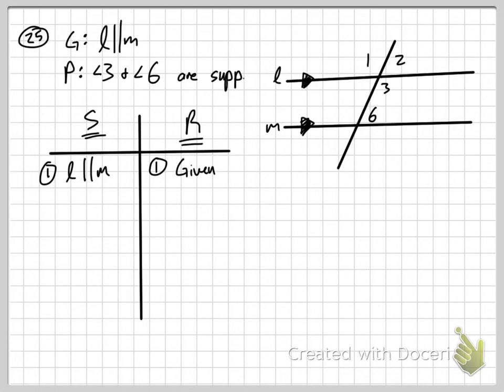And our goal is to prove that angle 3 and angle 6 are supplementary. So we're trying to connect 3 and 6 to one another. That's what we want to keep in the back of our head of what we're trying to prove. We're trying to get that guilty verdict: 3 and 6 being supplementary.